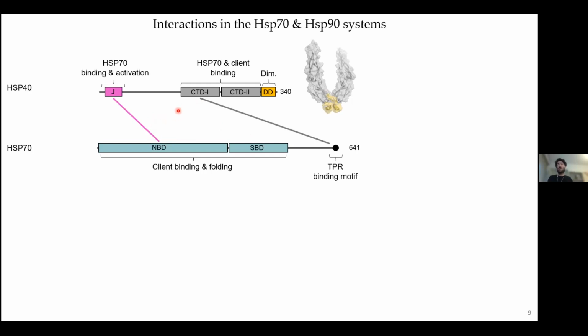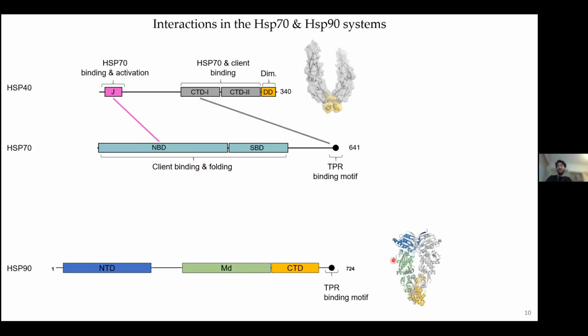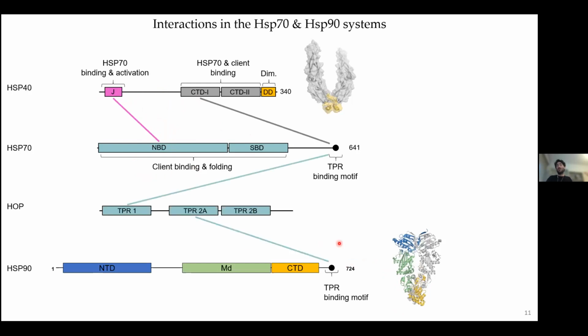However, they are not independent. The J domain needs to be released by the CTD1 before being able to interact with HSP70. Now we also have HSP90. It's also a dimeric protein, dimerizing by its C-terminus domain. It has 3 domains, and it has no interaction whatsoever with the HSP70 system. To connect to the HSP70 system, we need the co-chaperone Hsp that interacts with the C-terminus of HSP70 and simultaneously interacts with HSP90, bringing together those two systems to transfer the client.